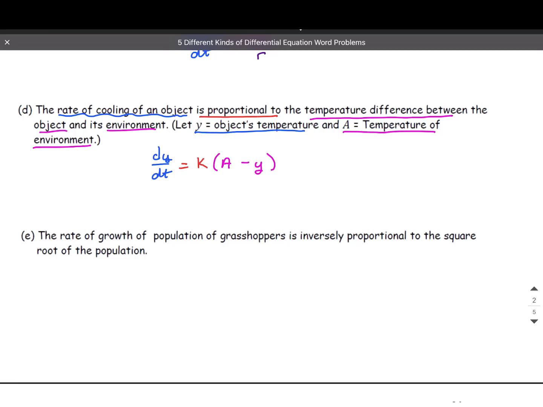Now, last one here. The rate of growth of the population of grasshoppers, let's use P for population of grasshoppers, is inversely proportional to the square root of the population. So here we go. The rate of growth of the population of grasshoppers, dP/dt, is inversely proportional to, equals k over the square root of the population, so the square root of P. There we go. dP/dt equals k over the square root of P.